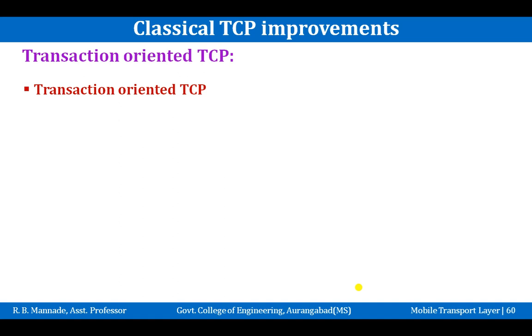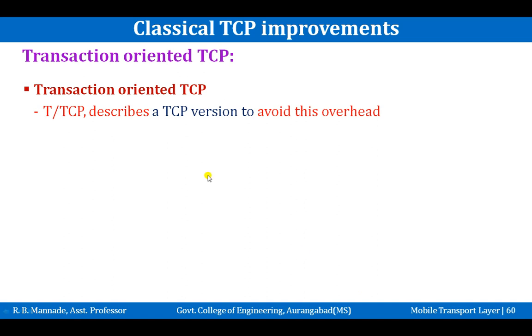Okay, so in order to avoid these unnecessary packets, transaction oriented TCP is introduced. This describes that version of TCP which avoids the overhead. Which overhead? The number of packets overhead. If you want to send a single packet, it requires a minimum of 7 packets. So this is one of the overheads, and transaction oriented TCP removes this overhead.